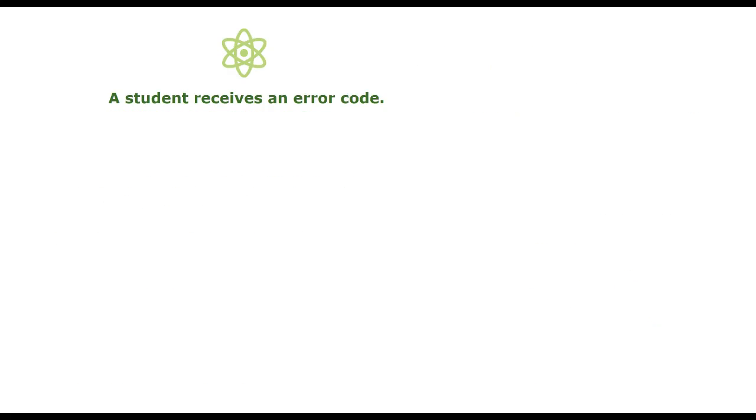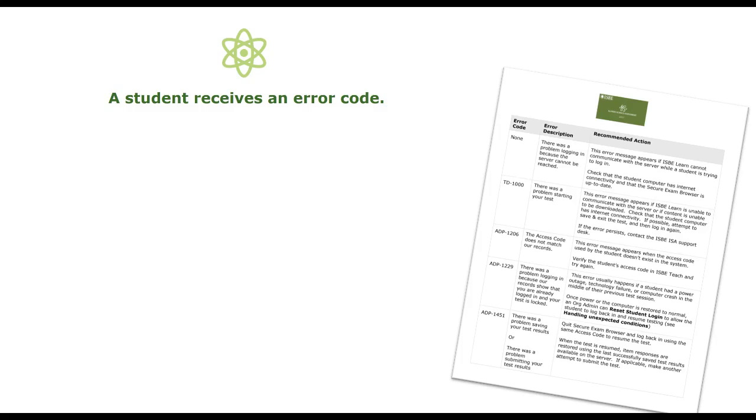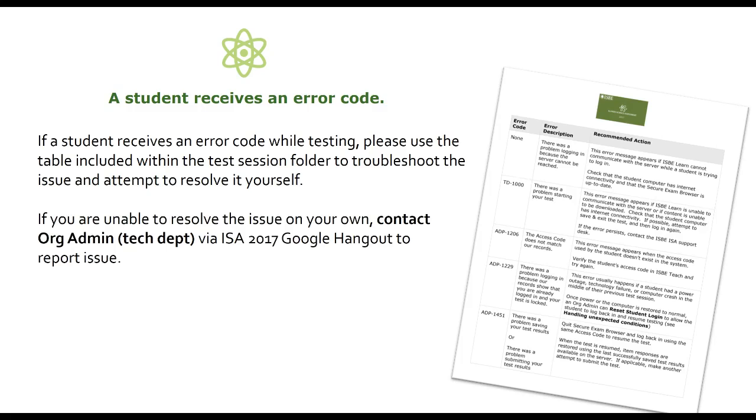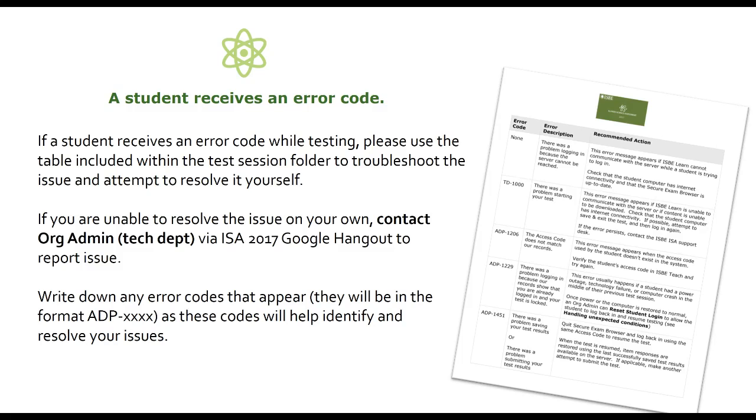What if a student receives an error code? Located within each test session folder is an error code template sheet. If a student receives an error code while testing, please use this sheet to troubleshoot the issue and attempt to resolve it yourself. If you're unable to resolve the issue, please contact the tech department using the Google Hangout to report the issue. We ask that you write down any error code that appears, as it will help identify and resolve any issues.